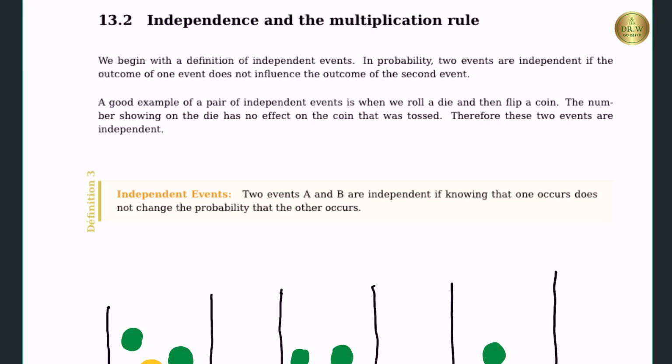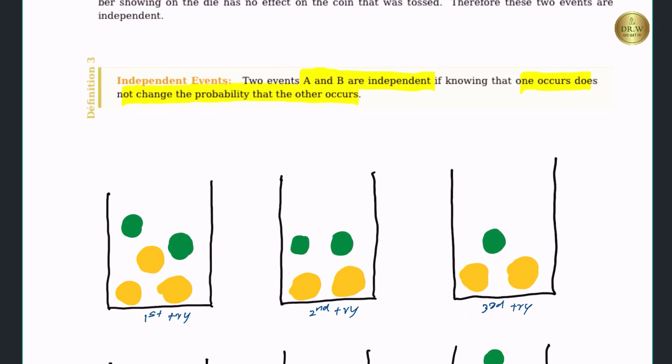Chapter 13, 13.2 Independence and the Multiplication Rule. First, understand independent events. Two events A and B are independent if knowing that one occurs does not change the probability that the other occurs. Let me explain this.